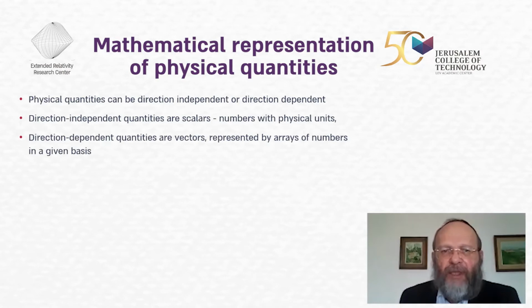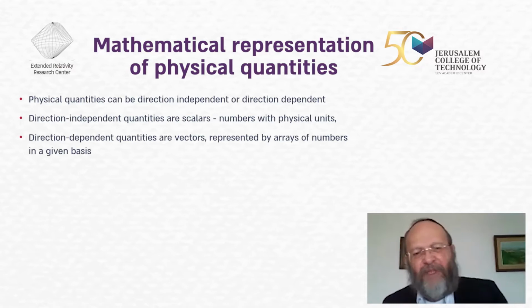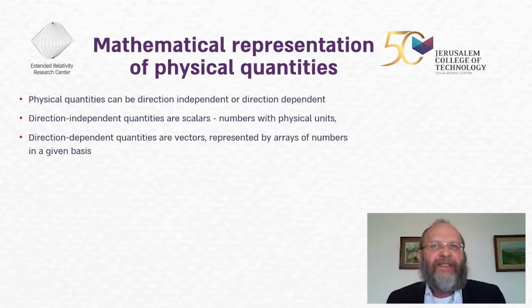Direction dependent quantities are vectors, represented by arrays of numbers in a given basis. So the vector is really some physical quantity, it doesn't have coordinates, but in order to work with it, mathematics cannot work with some abstract object. You can work with numbers. So you pick a basis. When you have a basis, you have an array of numbers.